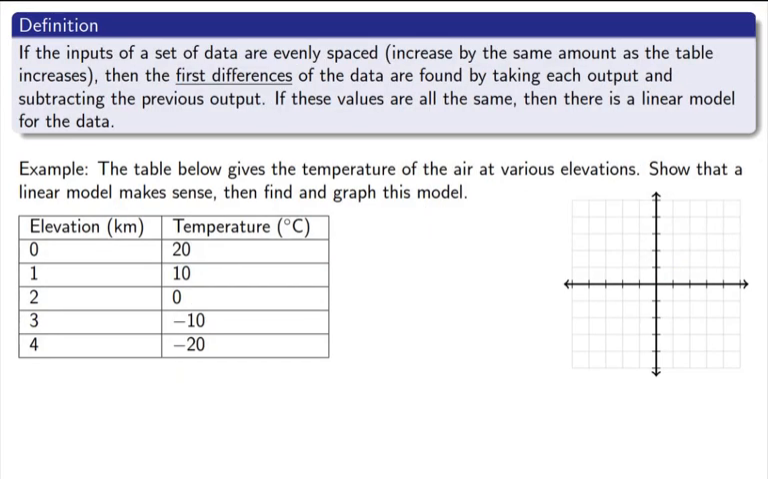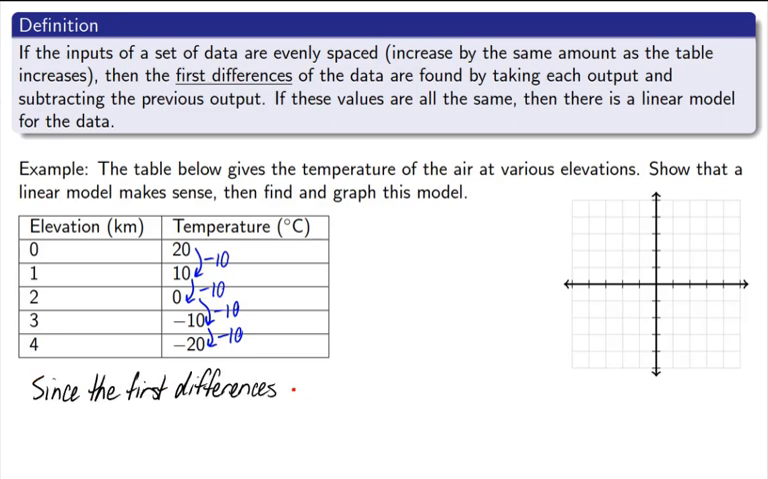Next, let's talk about first differences. So if we're talking about a set of data that is evenly spaced, like what we did in the previous example, then the first differences are simply looking at how this value is changing. If all of these first differences are the same, then we can talk about a linear model. So let's look right at this example here. We're looking at the temperature of air at various elevations, and let's take a look at these first differences. Well, it went down by 10 to get from 20 to 10, and then it went down by 10 again to get from 10 to 0, and then 0 to negative 10 is again going down by 10, and negative 10 to negative 20 also. So this is a linear model because of these first differences. Let's write that down. Since the first differences are all negative 10, the model is linear.